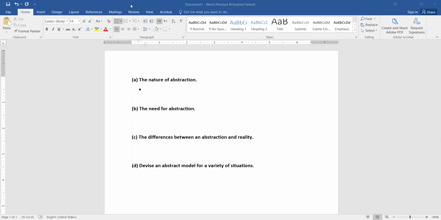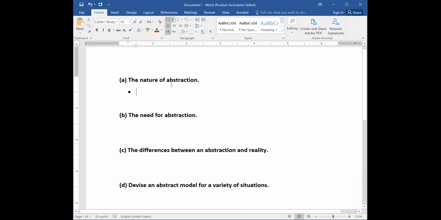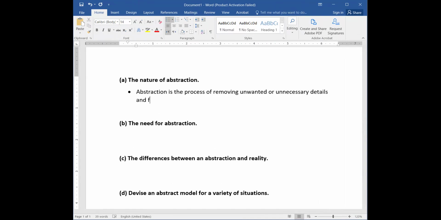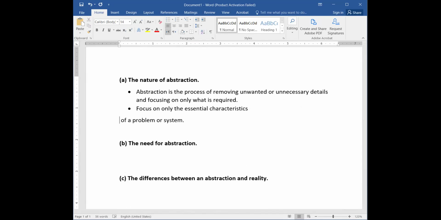Okay, so one pointer that I can write here regarding the nature is that abstraction is the process of removing unwanted or unnecessary details and focusing on only what is required, or you can say that it focuses on only the essential characteristics of a problem or system. This is basically the first point.